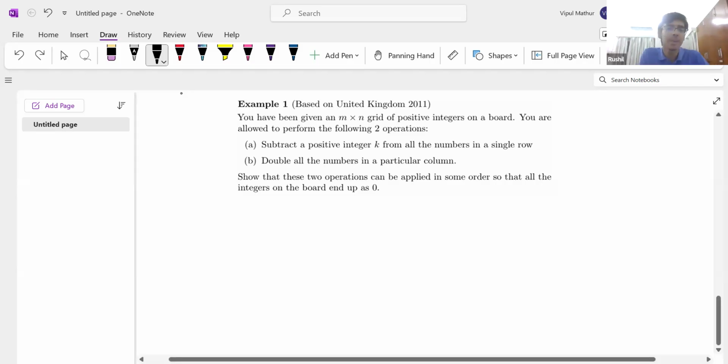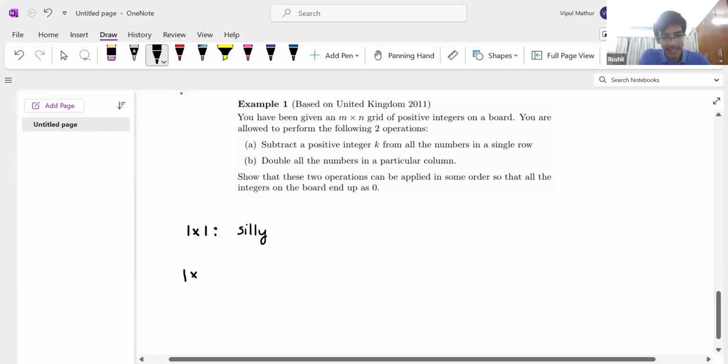In fact, the first thing you should maybe start off with is a 1 cross 1. And that turns out to be a bit silly, because with 1 cross 1 the first operation just allows you to subtract k from that number if the current number is k, and you can just make it 0. So you're done. So 1 cross 1 is a bit silly.